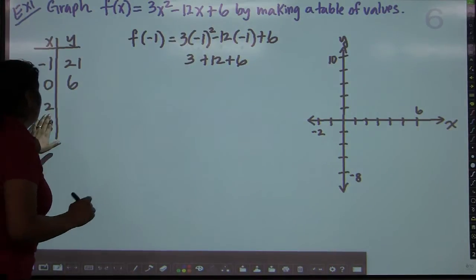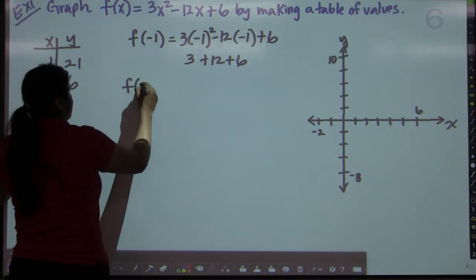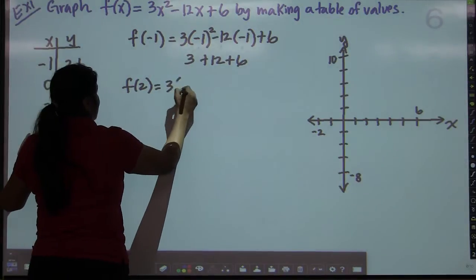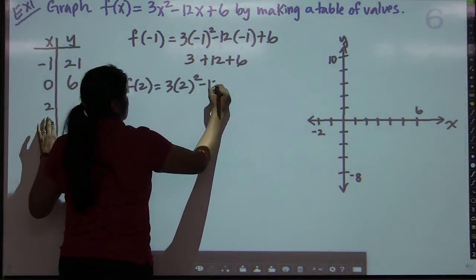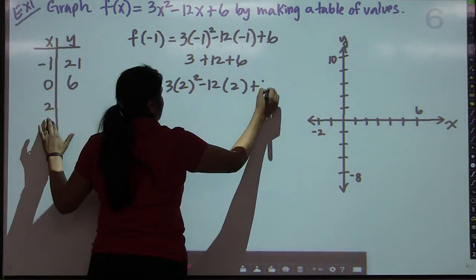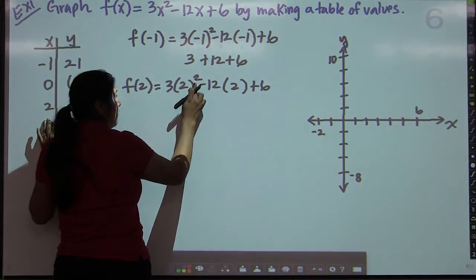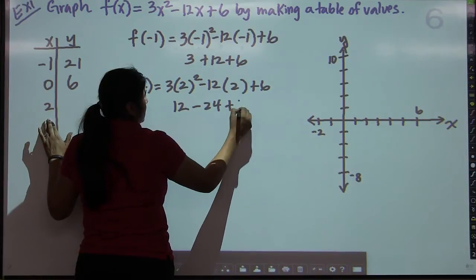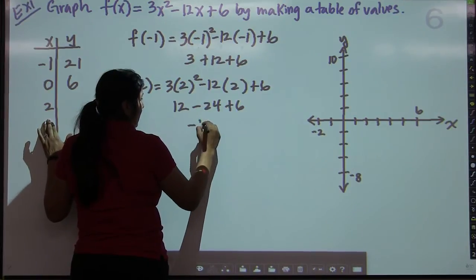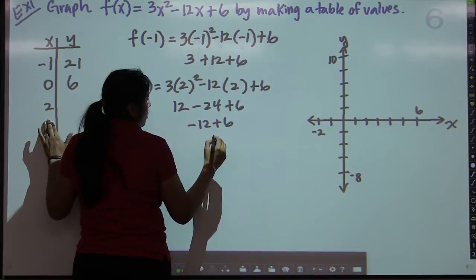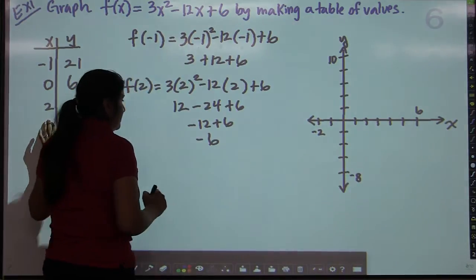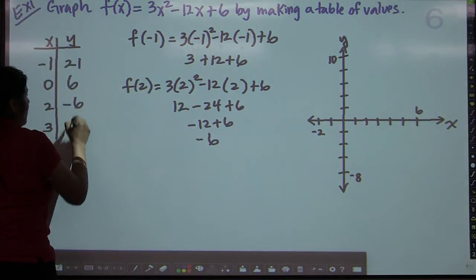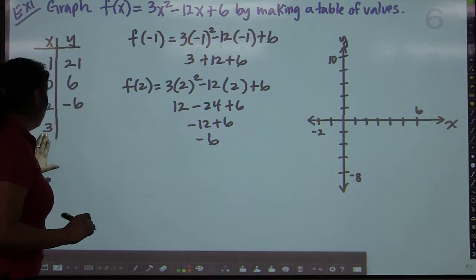And then we're going to plug in f of 2. And you're going to get 3 times 2 squared minus 12 times 2 plus 6. So 2 times 2 is 4, 4 times 3 is 12, 12 times 2 is 24. So 12 minus 24 is -12 plus 6. So you're going to get -6 for 2.